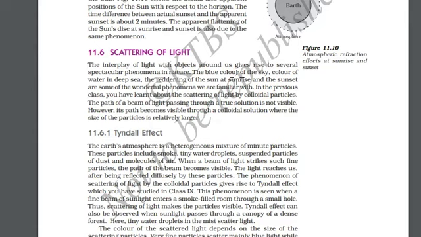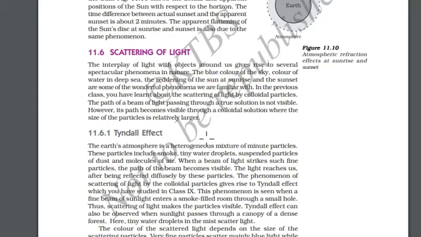When we look up at the sky, we see blue color. This is because of scattering of light. The red color of the sun during sunrise and sunset is also due to scattering of light. These are the two well-known examples of scattering of light. There are many phenomena where we can observe scattering of light.